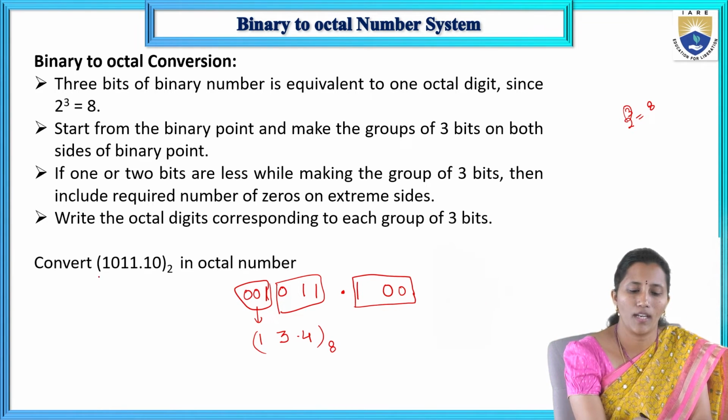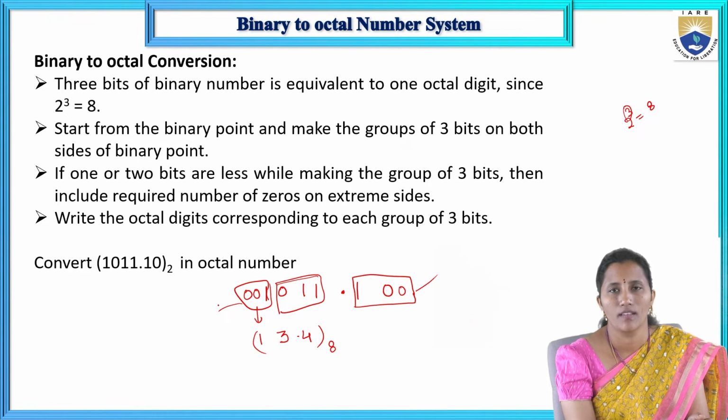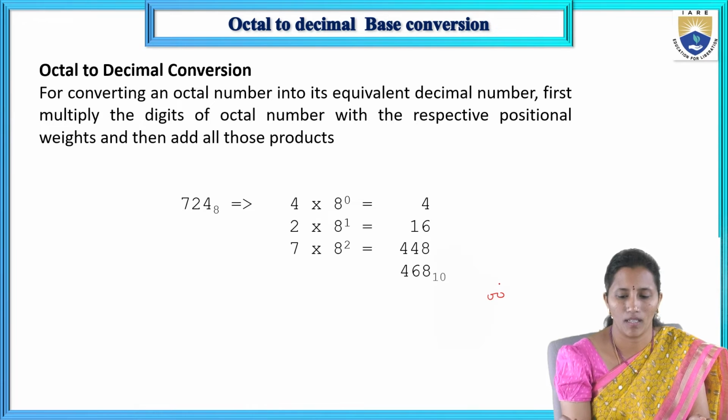So first write down the binary number and make 3-bit groups, integer part separately and fractional part separately. If we have 1 or 2 bits fewer while making the group, add zeros at the MSB side and LSB side. Then make the groupings and write the equivalent octal values: 001 is represented by 1, 011 is represented by 3, and 100 is represented by 4.